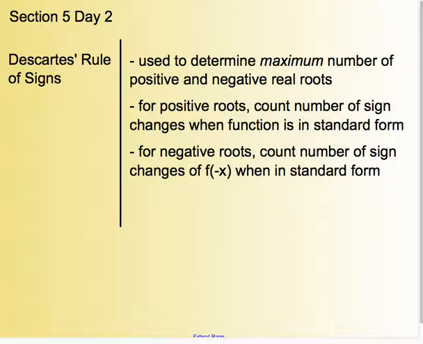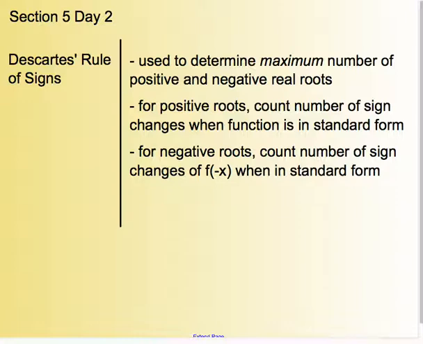You pull up your vocab sheet, which you should already have saved in Notability from yesterday. You can follow along with Descartes' rule of signs. What this does is it tells us the maximum number of positive and negative real roots. So we can use this in conjunction with the rational root theorem to try and narrow down the number of options we have when we're trying to factor a polynomial.